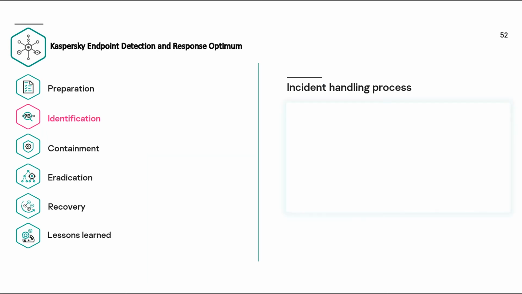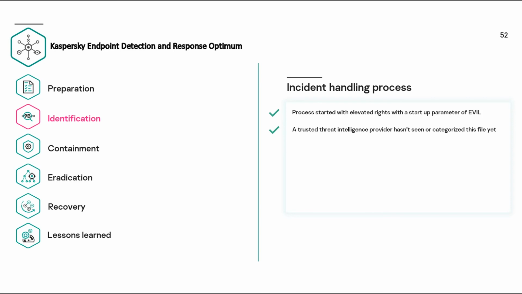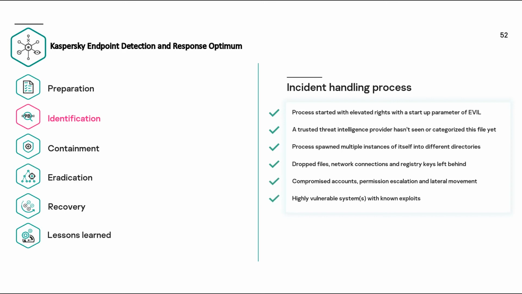Okay, so what have we found out so far? We have a process that was started with elevated permissions and a start parameter of evil. The executable has not been categorized yet by a trusted threat intelligence provider. The executable is launching multiple instances and copying itself into different directories. The executable dropped several files, made a few network connections, and changed a few registry keys, one that looks meant to maintain persistence. Accounts have been compromised, with elevated permissions and lateral movement, and of course, all of this on a highly vulnerable system with known exploits.